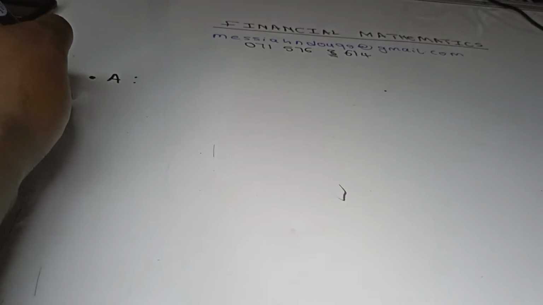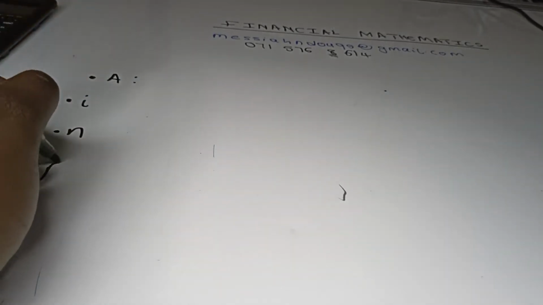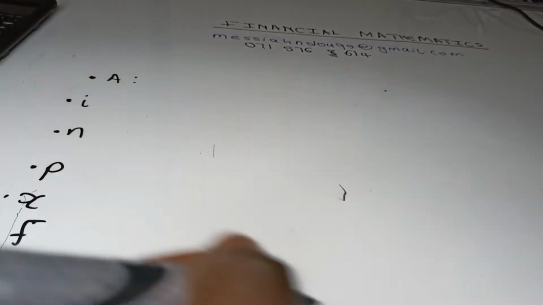we actually deal with symbols. We represent a statement in words by a symbol, right? We have these letters that we actually use, such as A, I, N, P, X, and F as the last letter here.